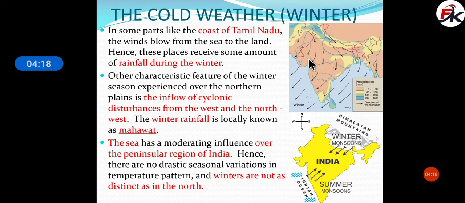The sea has a moderating influence over the peninsular region of India. Hence, there are no drastic seasonal variations in temperature pattern, and winters are not as distinct as in the north. Only the northern area of India is colder, but southern India is not much.